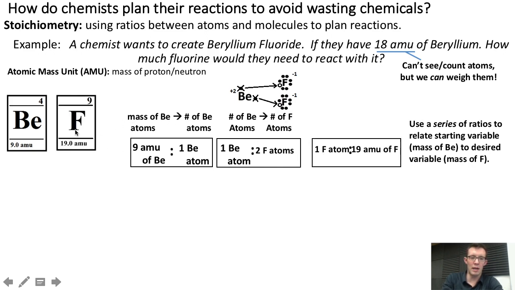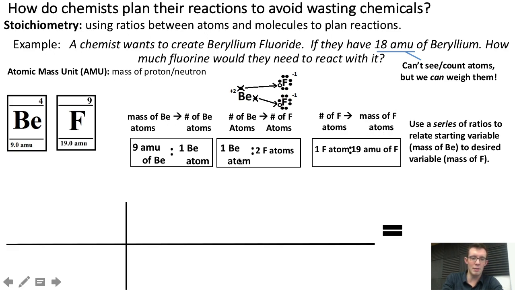By looking at the periodic table, they can know that for every fluorine atom that they need, it will weigh 19 atomic mass units. And so they can convert the number of fluorine atoms that they'd need into the mass of fluorine that they would need.